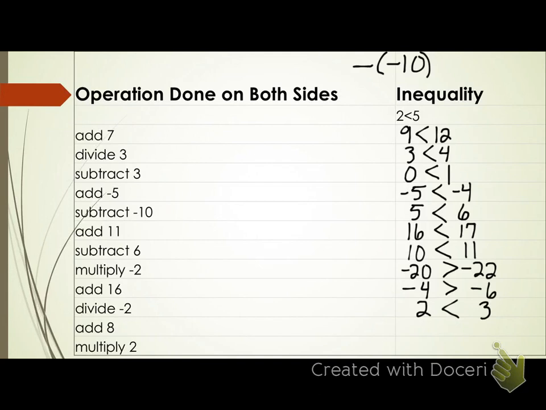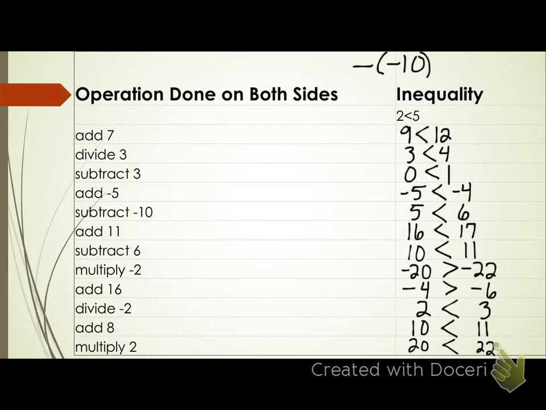Let's add 8 to both sides. 2 plus 8. 10. 3 plus 8. 11. What's my symbol? Less than. It's staying the same again. Multiply by 2. 10 times 2. 20. 11 times 2. 22. Symbol. Less than. It stayed the same.